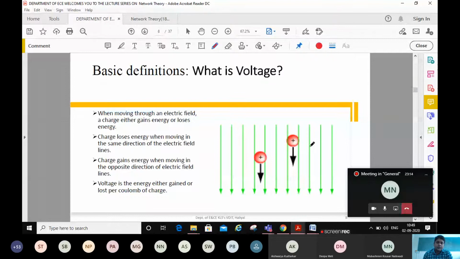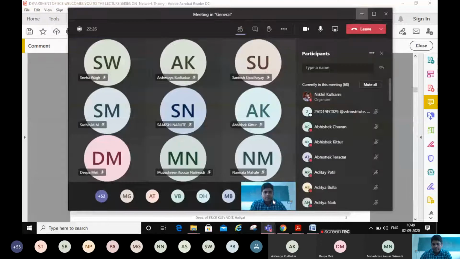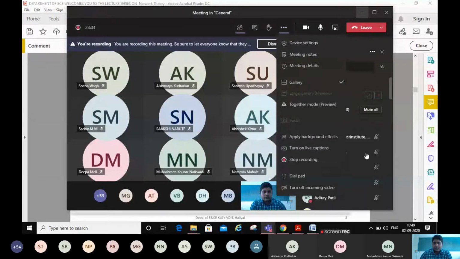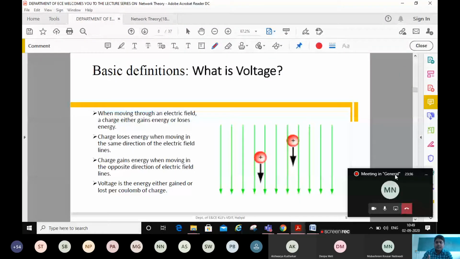One thing you need to remember here: if the direction of the electric field lines, that is the green lines, and the direction of the flow of charges are the same, then in such a case these charges will lose energy, because they are not imparting any energy to travel, right?